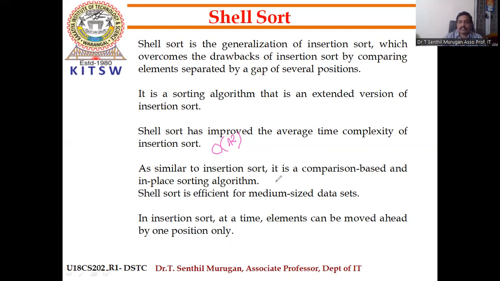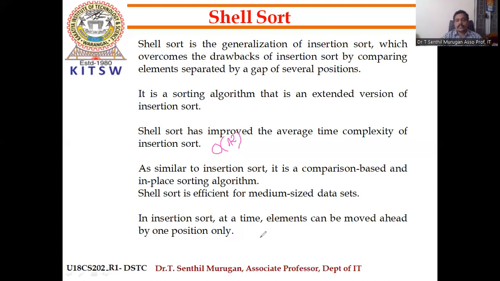Similar to insertion sort, we have to do the comparison. It is also a comparison based in place sorting algorithm. Shell sort is efficient for medium sized data sets. It is worthwhile for smaller data sets. If the data size is more, it is not suitable. The remaining sorting algorithms like merge sort and quick sort are more efficient sorting techniques. These sorting techniques you can learn in design and analysis of algorithms or advanced data structure concepts.